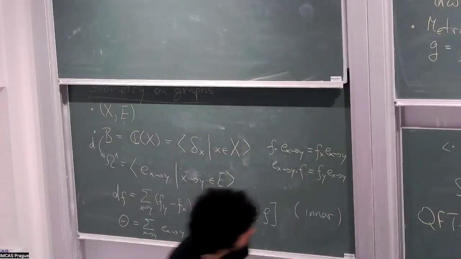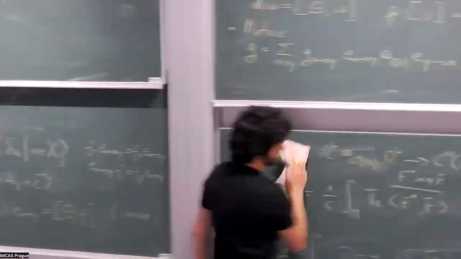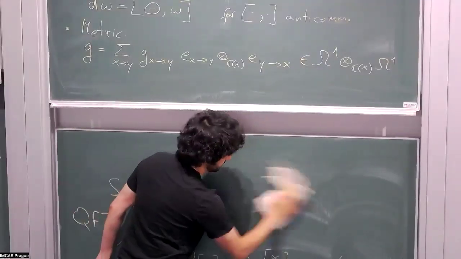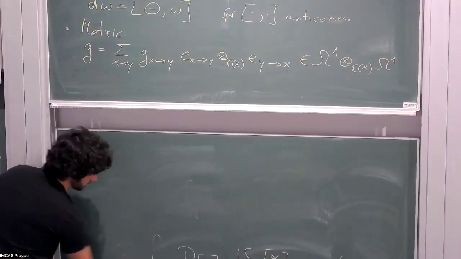So for a metric, as a tensor, we now want to build the inverse metric, and this would be a bimodule map.